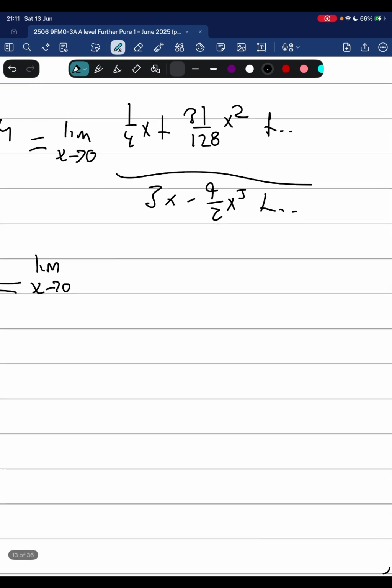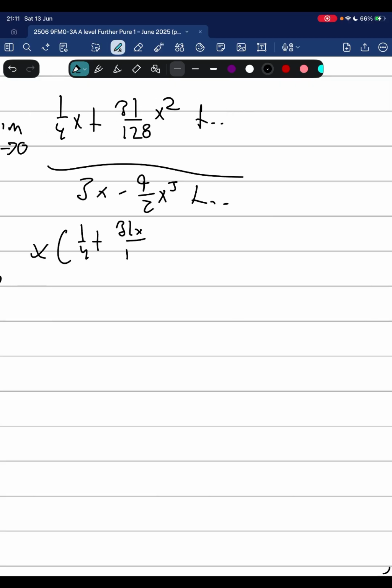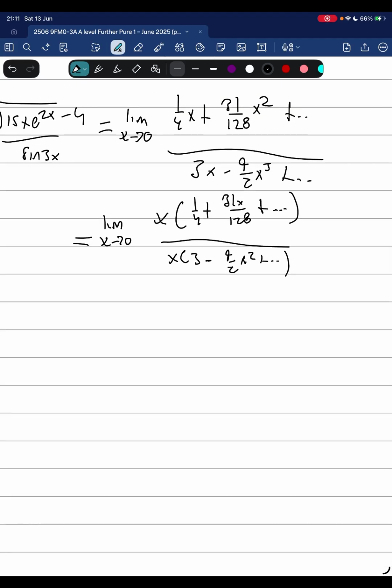So we get the limit as x tends to 0 of (1/4 + 31x/128 + ...) over (1/3 - 9/2 x^2 + ...). Cancel the x's now, so we get the limit as x tends to 0 of 1/4 + 31x/128 + ... divided by 1/3 - 9/2 x squared + ... That should be x cubed and x squared here, sorry.